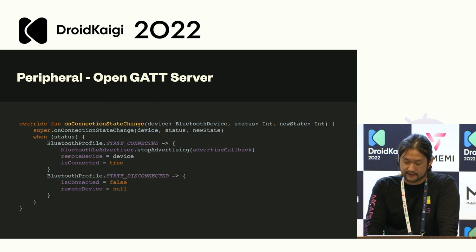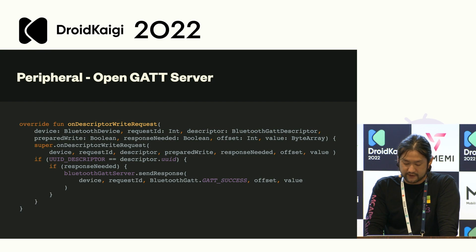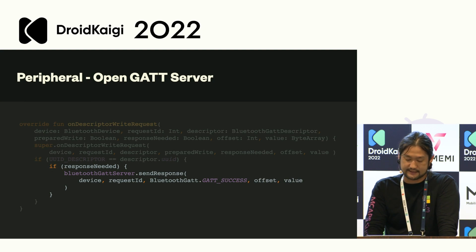First is the connection. When you connect with Central, you can get information about the connection peer. So let's save it. Next, we will fulfill some important duties as a GATT server. Occasionally, Central will throw out a request with a reply request. These requests must be checked correctly and replied to before communication can continue. Here, the response needed flag indicates that it's necessary.